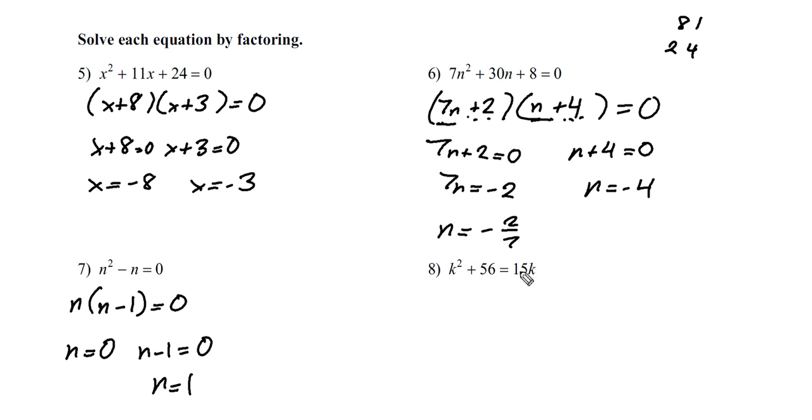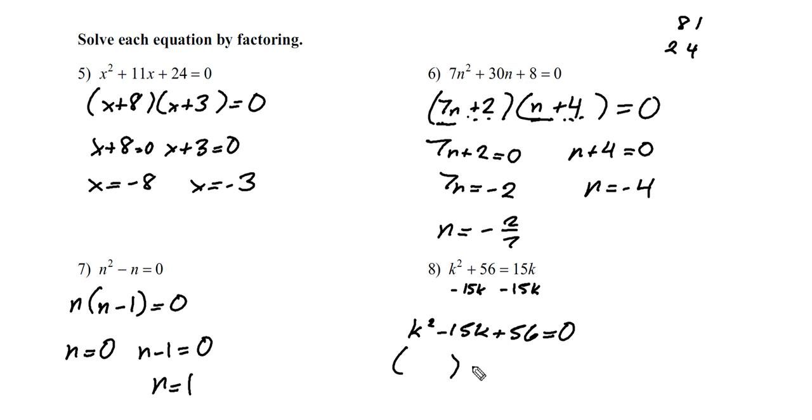For 8, last one, this one looks a little bit different. That's because it's not in our standard form. Let's put it in that standard form. So we got to get everything over to one side. So subtract 15k first. I'm going to write it right there because that's where I'm going to put it. k squared minus 15k plus 56 equals 0. We want this thing in standard form.